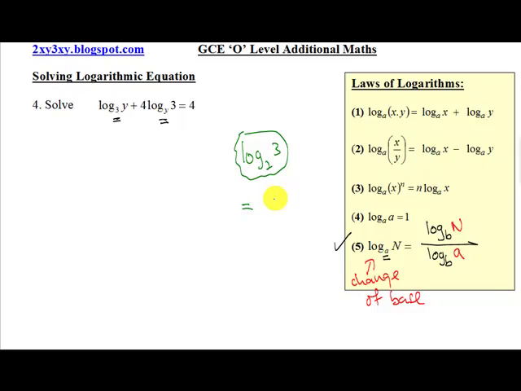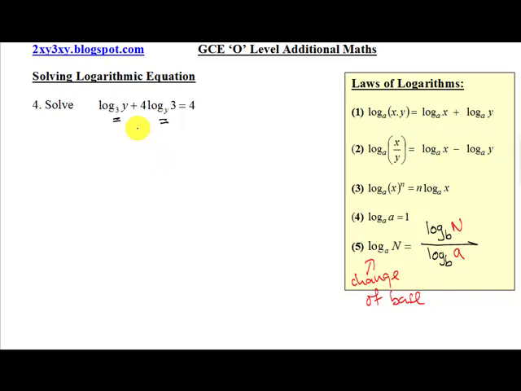The way to remember is this. I'll write log base 10 first, divide by another log base 10. I'll take the 3 over the 2. The 3 over the 2. So now, in your calculator, you press this value, divide by this value. You get the answer for log base 2 of 3.